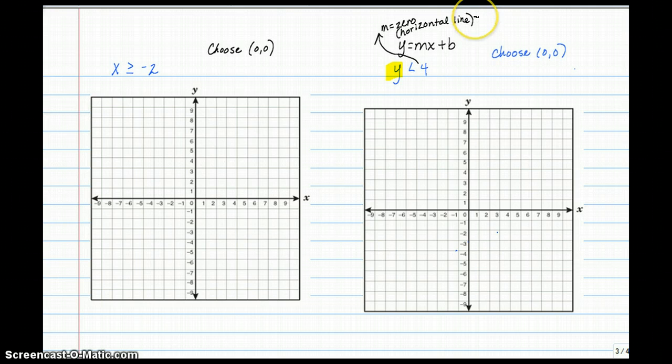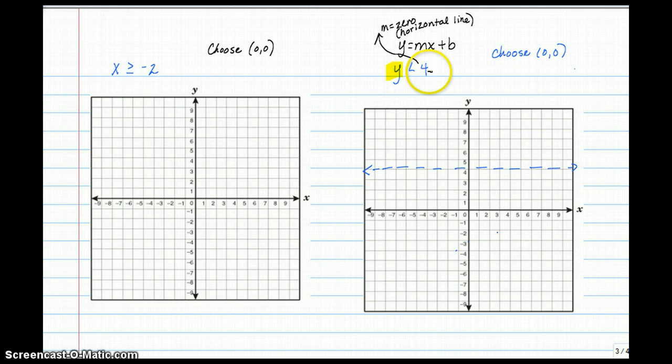So whenever you have 0 slope, it's going to be a horizontal line. So this is y is less than 4. So we're going to go ahead and do a horizontal line at 4, and I'm going to tell you another way, besides the way I just showed you, that you can tell how to graph this. It's a broken line because it doesn't have an equal to in it. So we've got this y is less than 4.